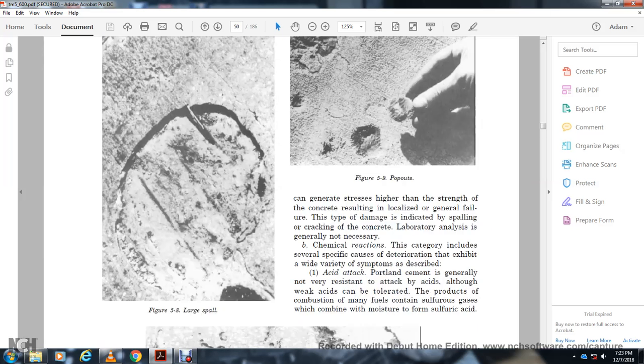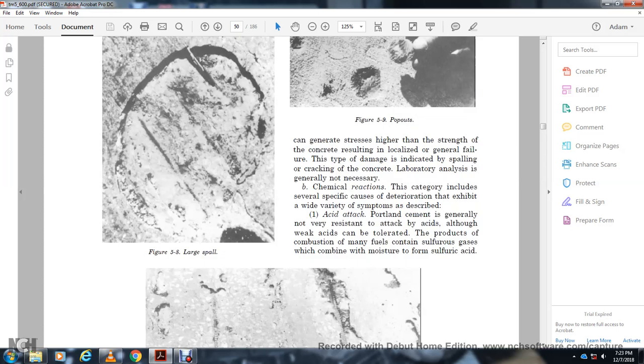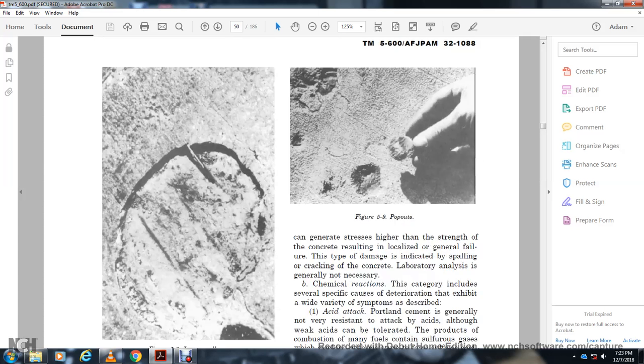Figure 5.10 shows a large pop-out due to the reinforcement corrosion, and 5.9 pop-outs can generate strength higher than the strength of the concrete, resulting in localized general failure. With the type of the damage that indicates the spalling or cracking of the concrete, laboratory analysis is generally not necessary. Chemical reactions of the category include several specific causes of the deterioration. They exhibit a wide variety of the systems and are described.